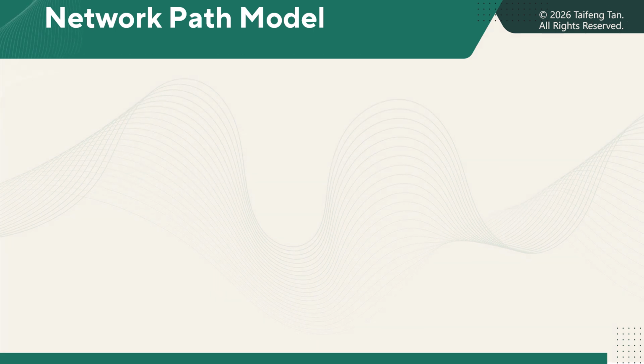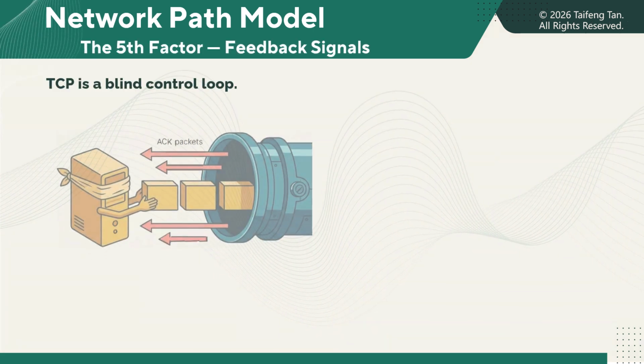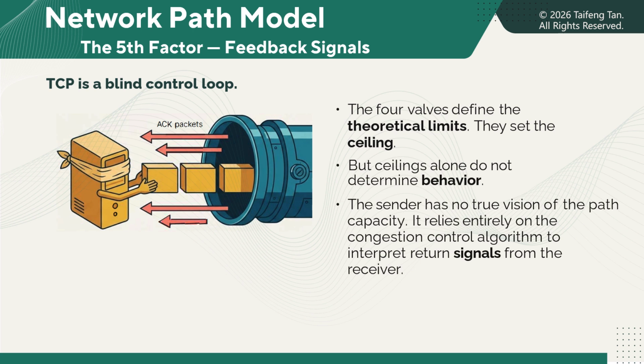But the story doesn't end there. Those four valves define the theoretical limits. They set the ceiling. But ceilings alone don't determine behavior. This brings us to the fifth and perhaps most dynamic factor: feedback signals, because TCP is fundamentally a control loop. The sender is blind. It doesn't know the true capacity of the path. It relies on its congestion control algorithm to learn about the network through signals returned by the receiver.